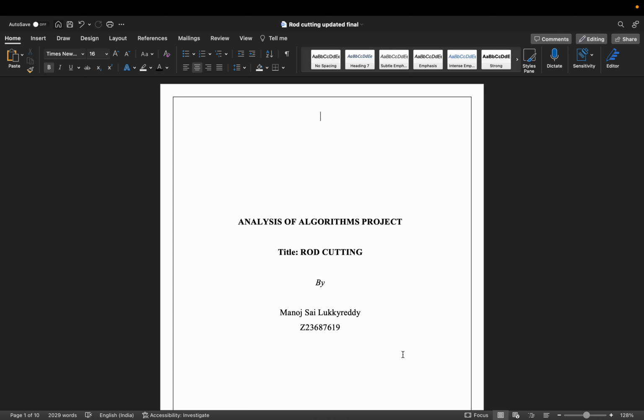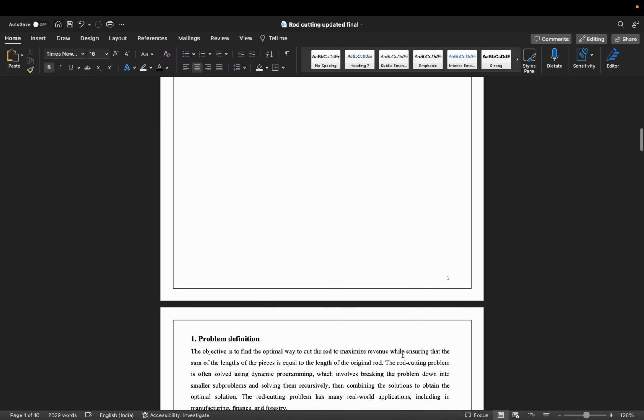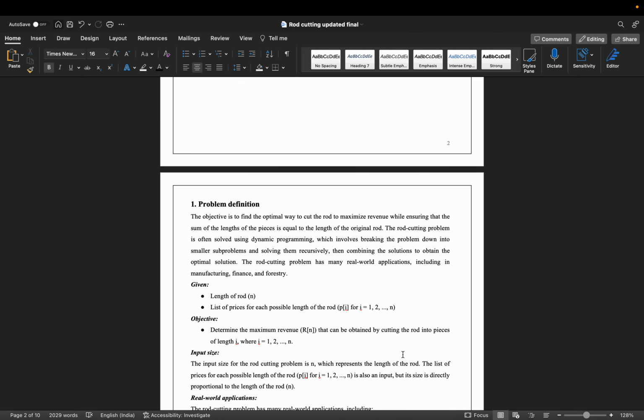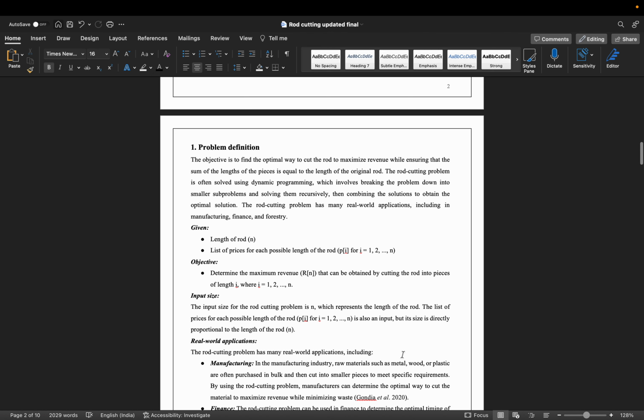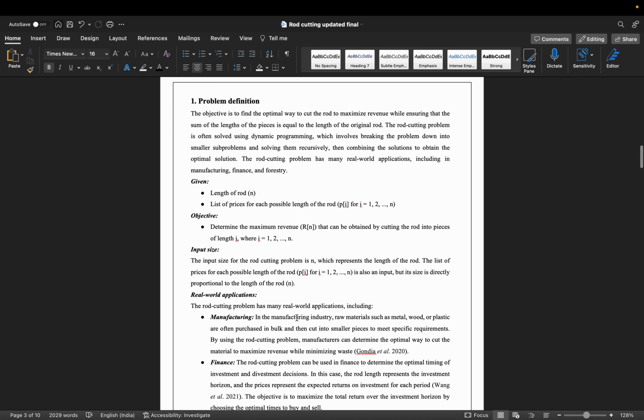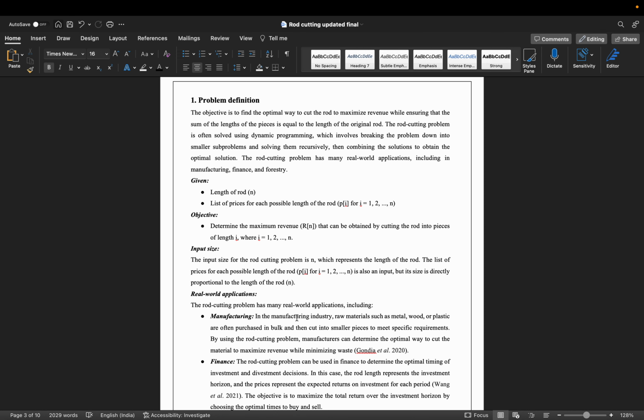Today I'm going to explain the rod cutting project. First, the main problem definition here is we have to find a way to cut the rod to maximize the revenue while ensuring that the sum of the lengths of the pieces is equal to the length of the original rod. So here I have given the objective, and the main objective would be to determine the maximum revenue that can be obtained by cutting the rod into pieces, and the length would be starting from 1 until n.